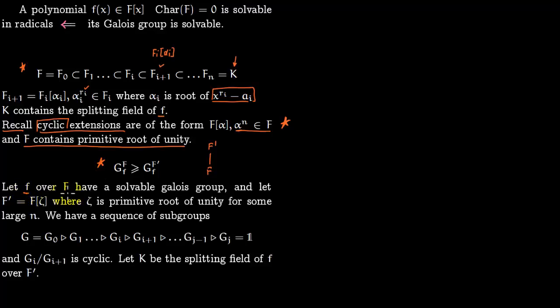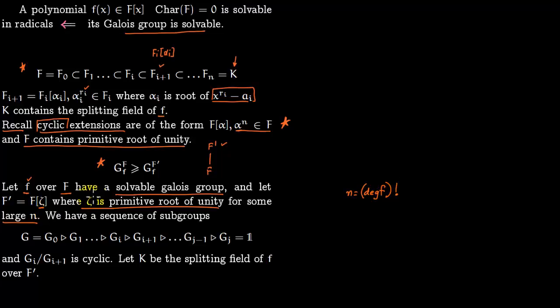So let K over F have a solvable Galois group. So we are starting from a solvable Galois group. And first thing, we construct this extension F prime over F. This F prime you construct over F by adjoining zeta, where zeta is a primitive n-th root of unity for some very large n. This n you can take as, say, the degree of our polynomial f, and then factorial.